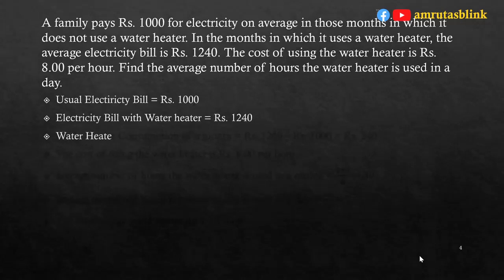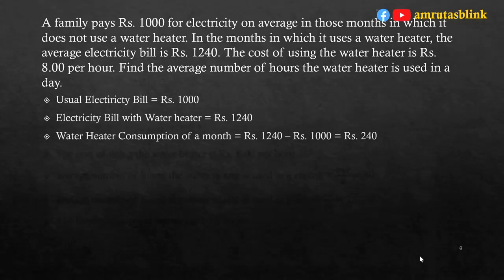1,240. So, can we calculate how much money on an average is spent on the usage of water heater? Yes, it would be rupees 1,240 minus rupees 1,000, that is rupees 240. Now, what is this rupees 240? 240 is the average amount per month which is spent on the usage of water heater. Now, we know that the cost of using water heater is rupees 8 per hour. So, we have the cost per unit, that is cost per hour, and we have the total cost which is spent on the usage of water heater.